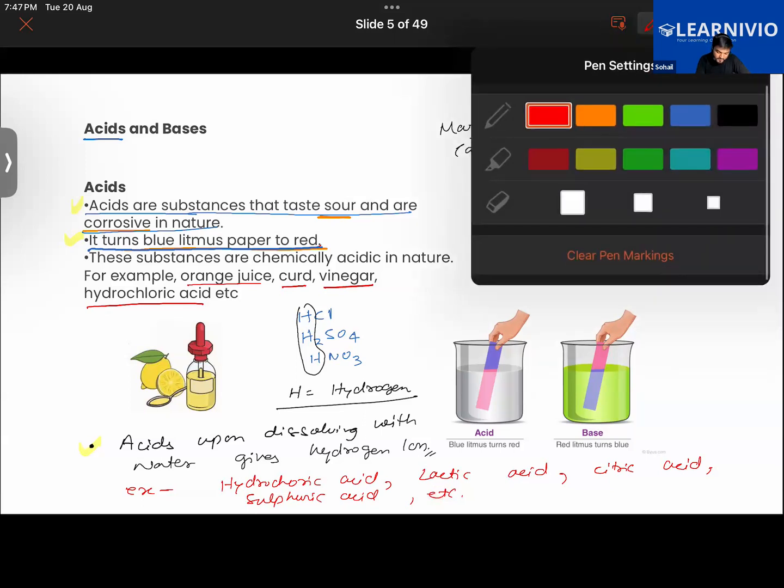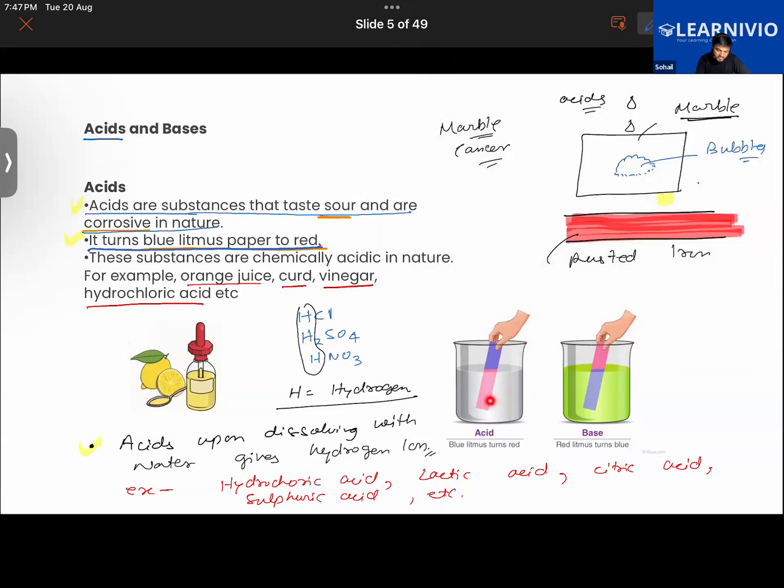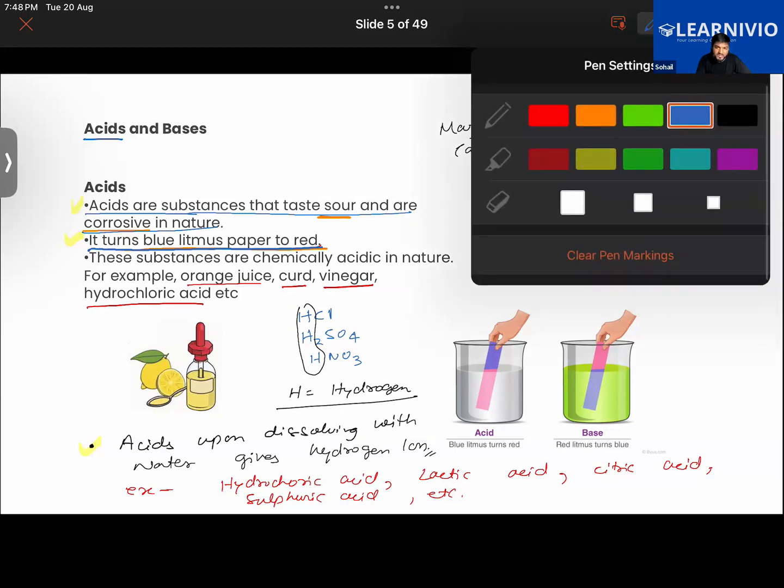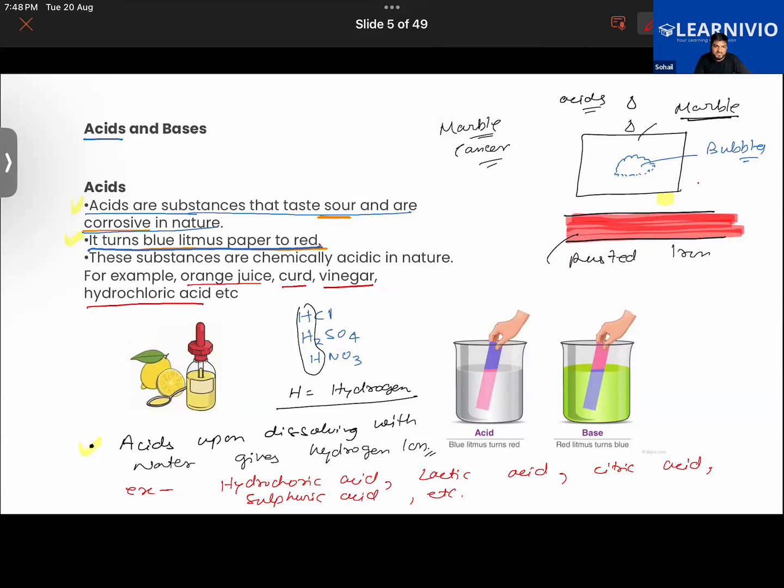Furthermore, in order to check whether a given substance is acidic in nature or not, we have an indicator. We'll be learning about that later in detail. Just to give you a small idea about this, in the seventh standard, all of you would have learned about lichens, right?